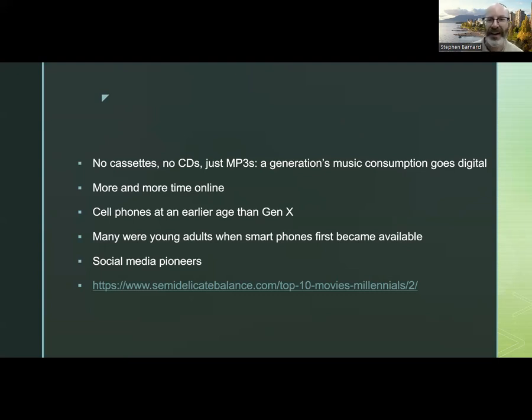Whereas with the millennials, and this actually came after Napster, by the way, Napster came from Generation X, you could just download individual songs, and suddenly the value of recorded music went to almost zero.